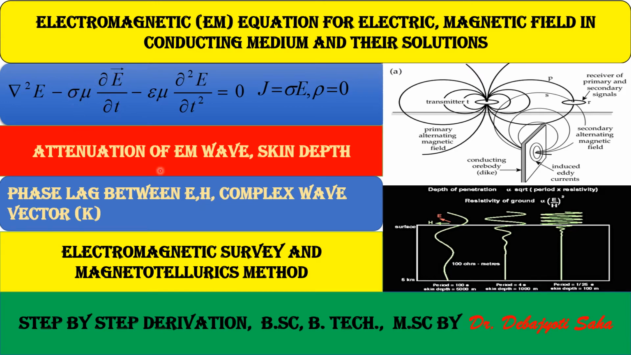So we'll discuss the attenuation of the electromagnetic wave in the conducting medium, and the phase lag between electric and magnetic field. We'll also show the electromagnetic survey in geophysics as well as the magnetotelluric method, a very sophisticated technique. Step by step I will show you every derivation so that you can also practice at home. These are very important topics in application in basic physics. This is the pictorial depiction of the electromagnetic survey and the magnetotelluric method.